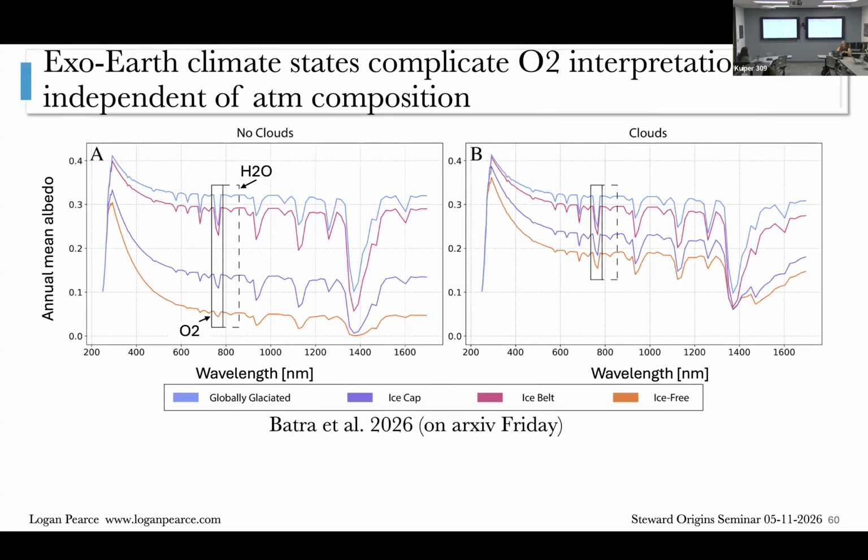This is showing the albedo spectrum of no clouds and clouds for an Earth-like exoplanet with global ice, an ice cap, an ice belt, or no ice. These all have the same O2 composition, but the size of the O2 feature and the equivalent width of the feature changes based just on the ice state, or the climate state of the planet. So even just knowing the atmosphere composition isn't enough; the climate state can confuse the atmosphere interpretation.